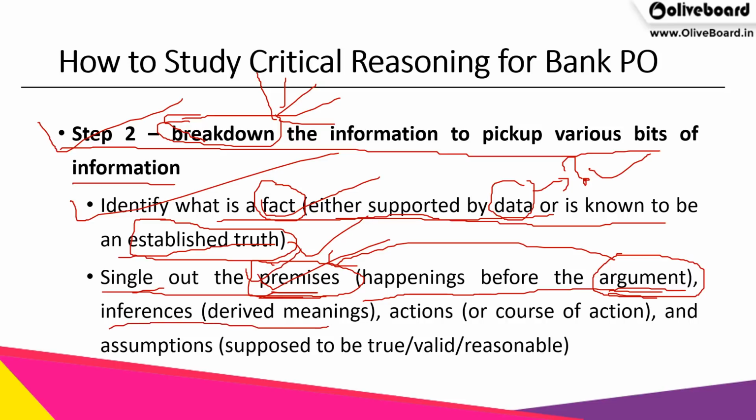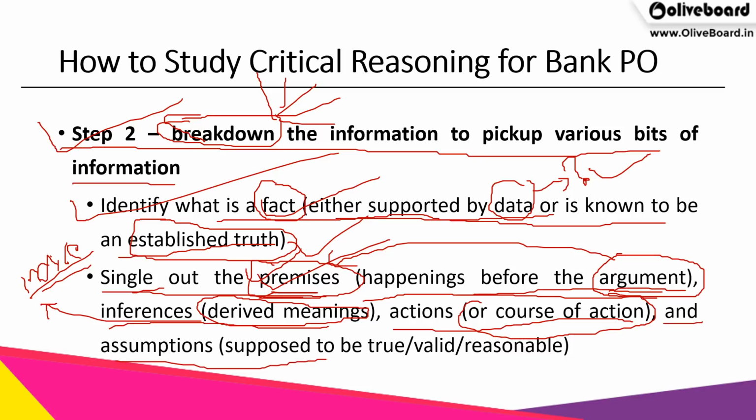Then you have the inferences. Derived meaning, that is, what you can understand indirectly, like I said. Implications and inferences and all that. That is your inference, your indirect meanings, your derived meanings. Followed by your actions or courses of action, which are also very easy to identify. And lastly you go for the assumptions, which are supposed to be true, valid, reasonable. Like I said, assumptions are what we think, what we assume. So all of those factors you need to categorize in your exam question whenever you're answering.